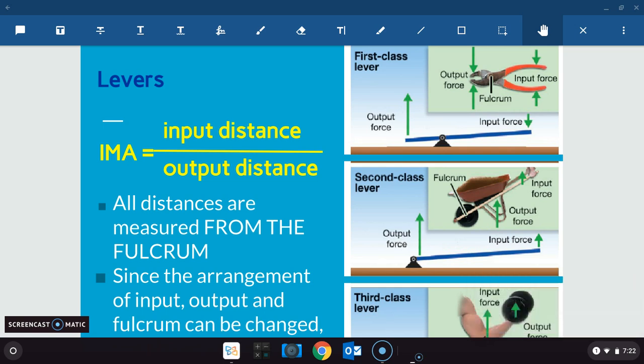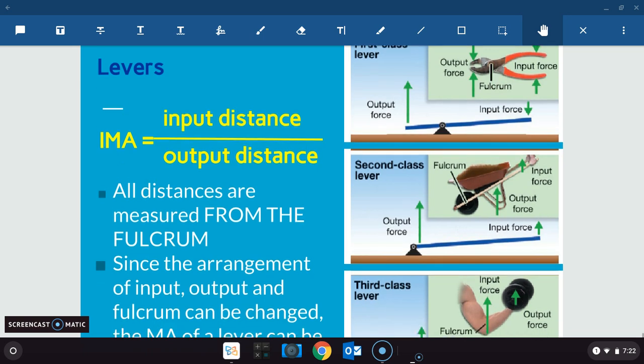This next video is about the mechanical advantage of levers. The easy part about mechanical advantage, or ideal mechanical advantage, of levers is that it doesn't matter which class you have. You use the exact same equation or formula for first, second, and third class levers, no matter what it is.